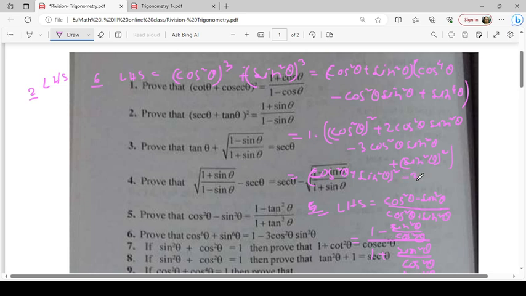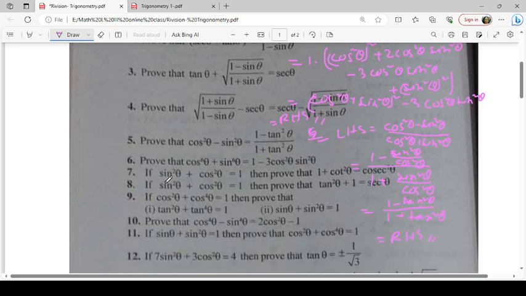And what remains is this minus 3 cos square theta sin square theta. So this is 1, then minus 3 cos square theta sin square theta, and we get the right hand side. So these are only applications of this simple formula.